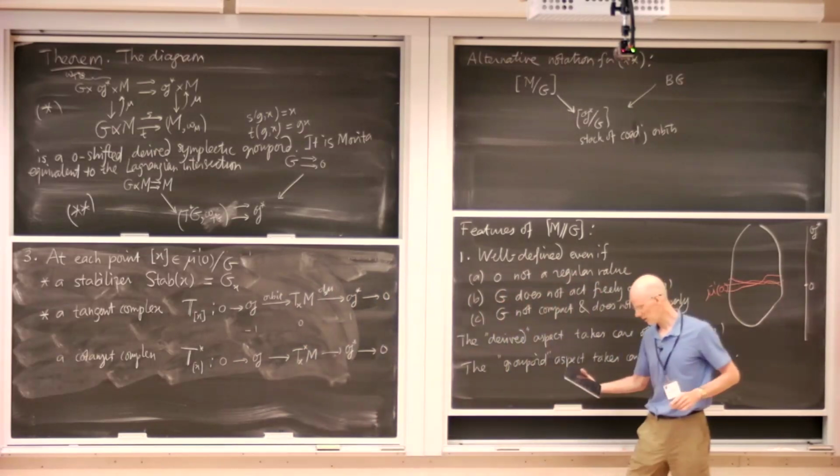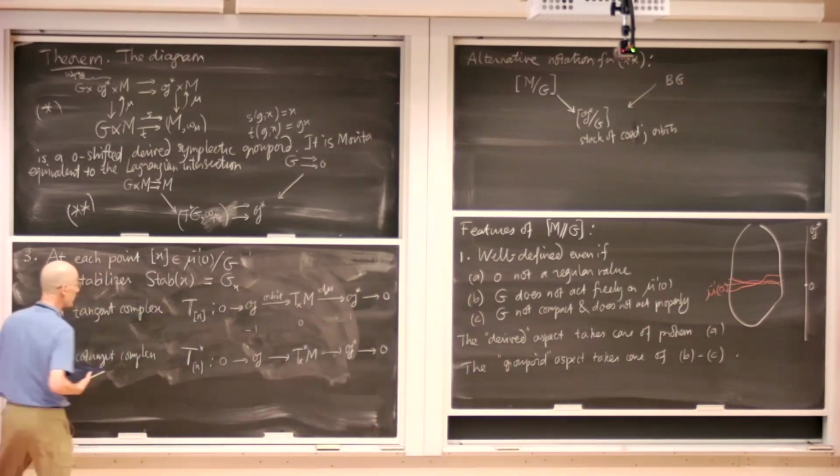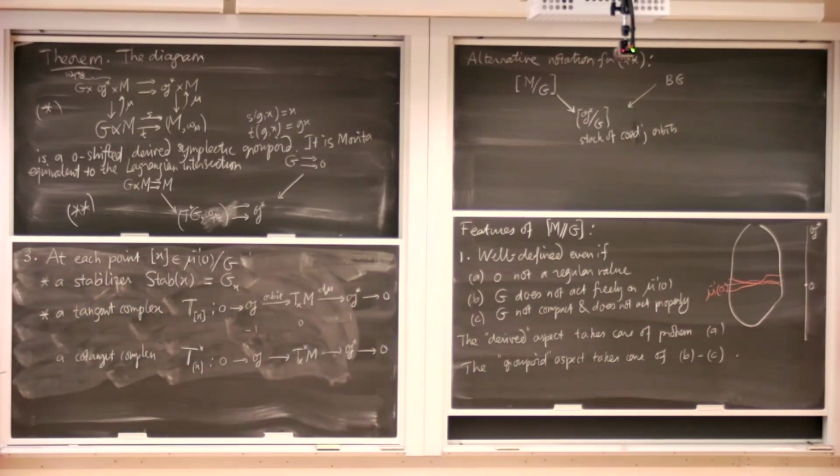And these complexes, they're not completely well defined. They're well defined as objects in the derived category. And if you replace the groupoid by an equivalent one, the complex may change, but the cohomology groups won't.